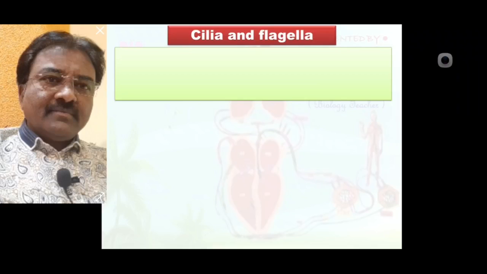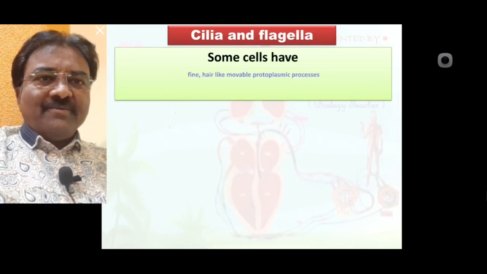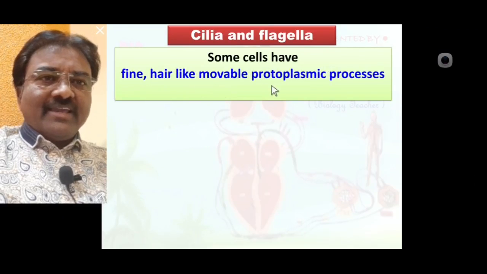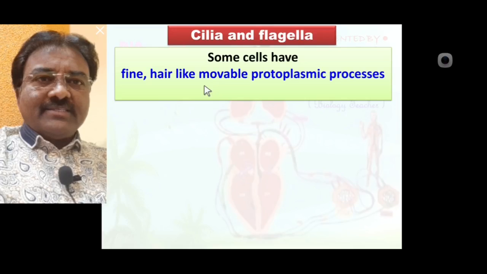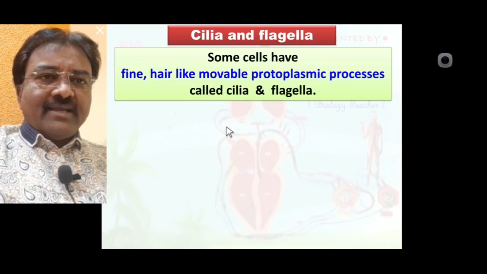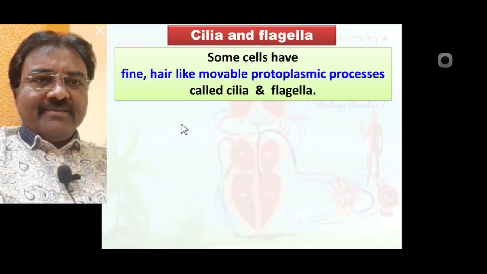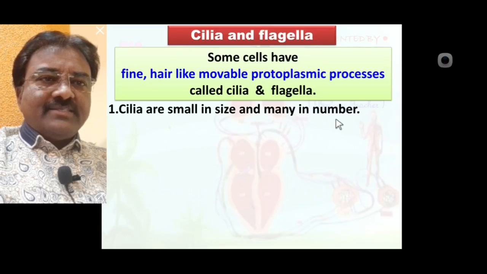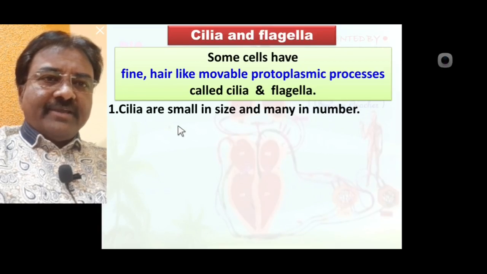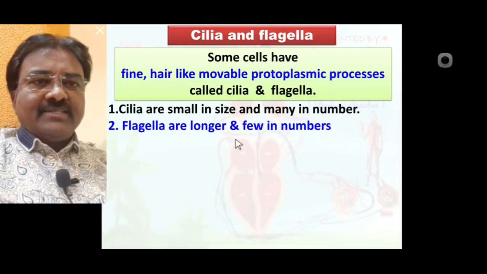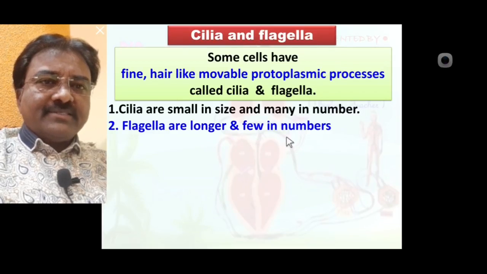Now we learn cilia and flagella. What are cilia and flagella? Some cells have fine hair-like movable protoplasmic processes called cilia and flagella. Number one, cilia are small in size but many in number, while flagella are larger in size and few in number.